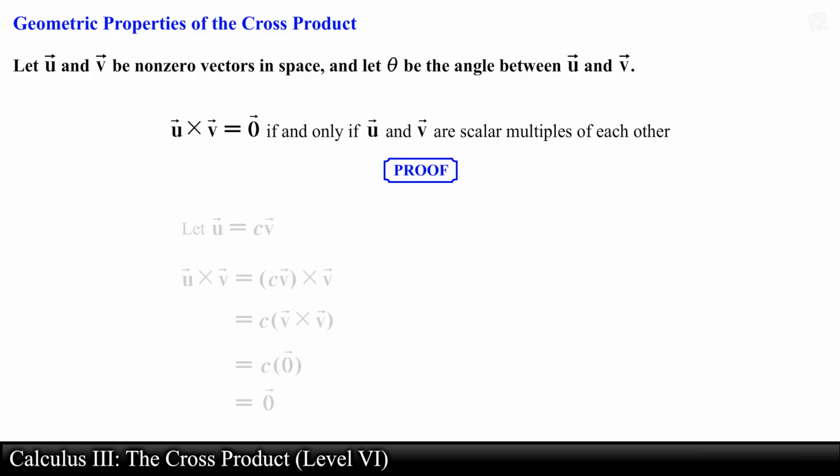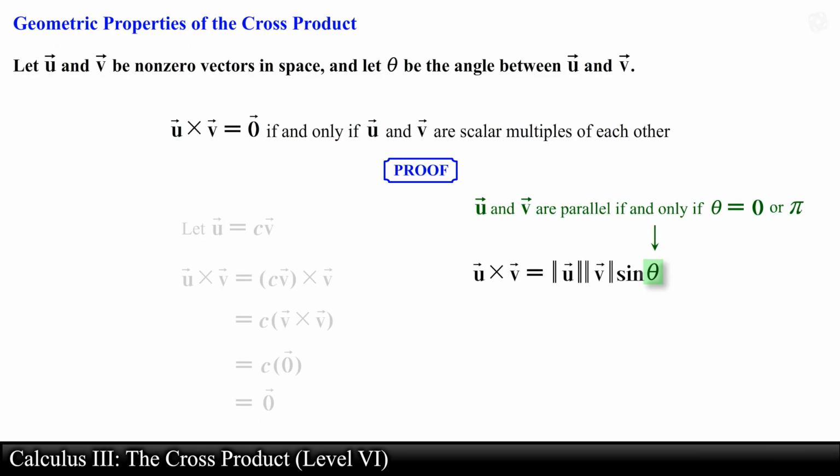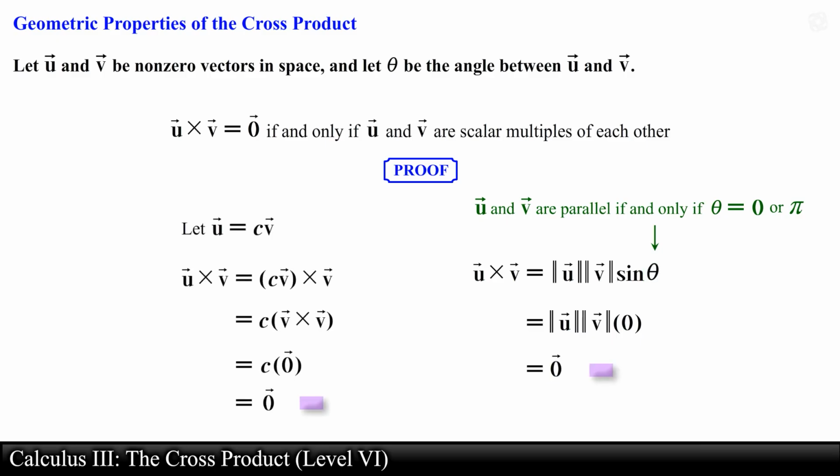Alternatively, vector u and vector v are parallel if and only if theta equals 0 or pi, since sine of theta at these angles reduces to 0, and therefore the magnitude of vector u crossed with vector v reduces to 0. And this ends the proof.